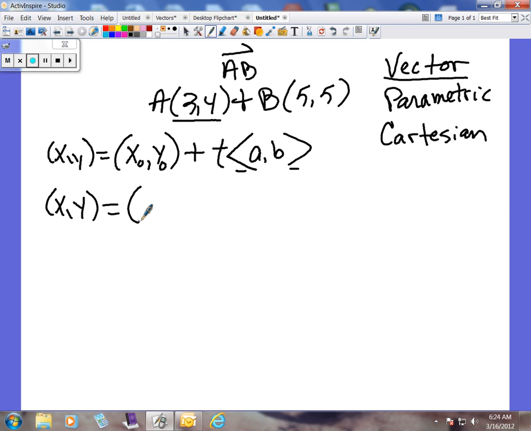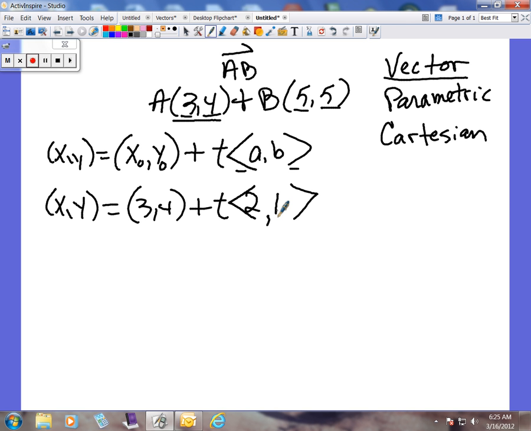So the first thing we do is put 3, 4 in here, and you'll notice these are with parentheses for an ordered pair point. This is not a vector representative. This is the ordered pair at the beginning, plus t, which is our variable. And remember how we find the vector at the origin. We subtract in reverse. Since the vector is going from A to B, take 5 minus 3, which is 2. And we take 5 minus 4 for the y's, which is 1.